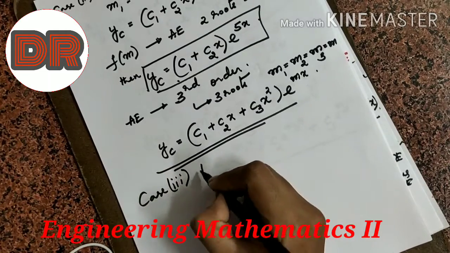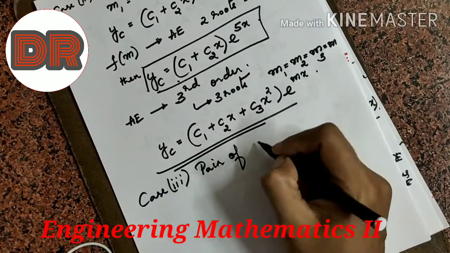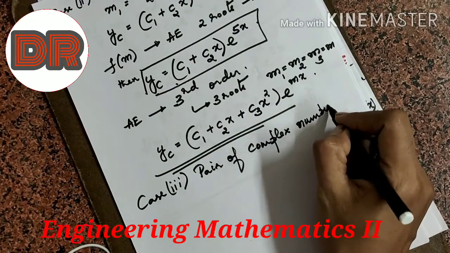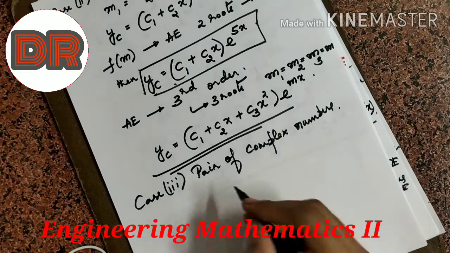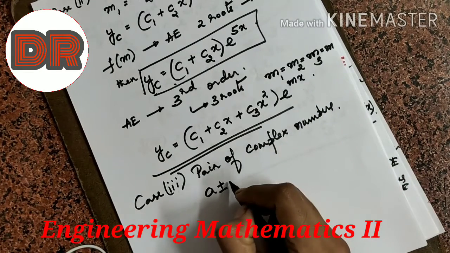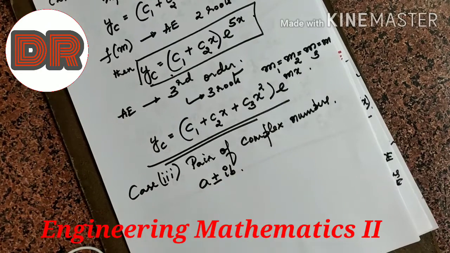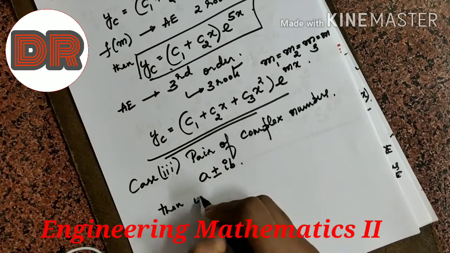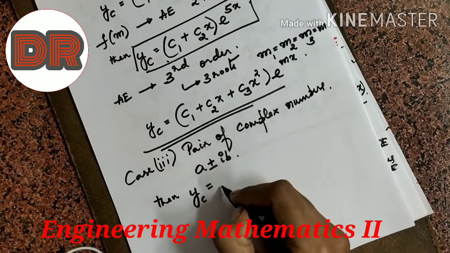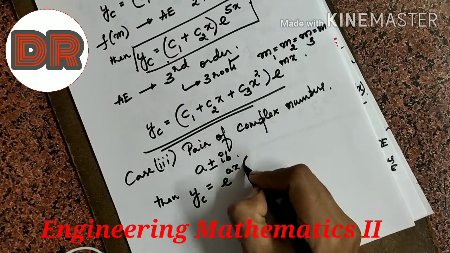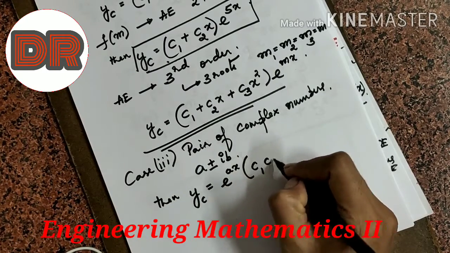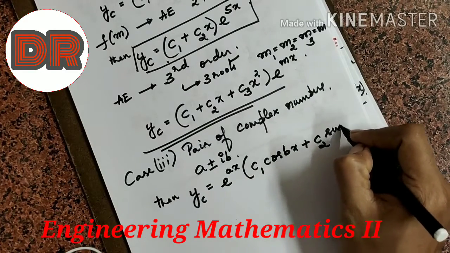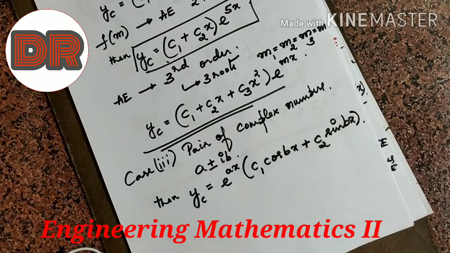Now the third case, case 3, is if the roots are a pair of complex numbers. Let me take the roots as a plus or minus ib. Then the complementary function can be written as yc is equal to e to the power ax into c1 cos bx plus c2 sin bx. So this is a solution.